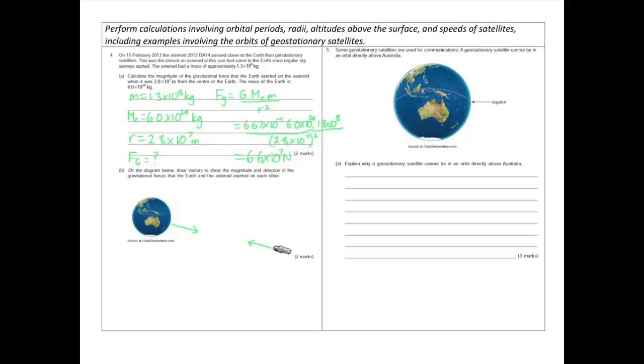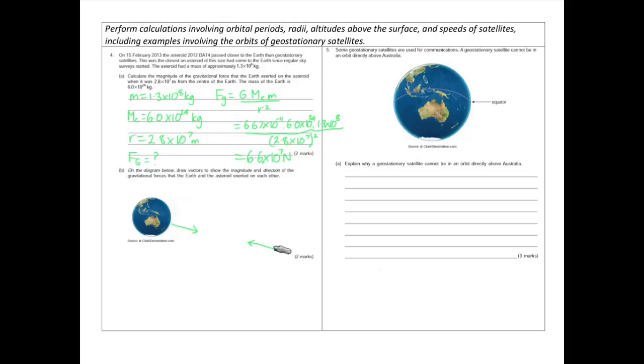Now, the next question I've picked out because I think this is a good example of an explain question that's not always done really well. Some geostationary satellites are used for communications. A geostationary satellite cannot be in orbit directly above Australia. I sort of talked about this in the notes. Explain why a geostationary satellite cannot be in an orbit directly above Australia.